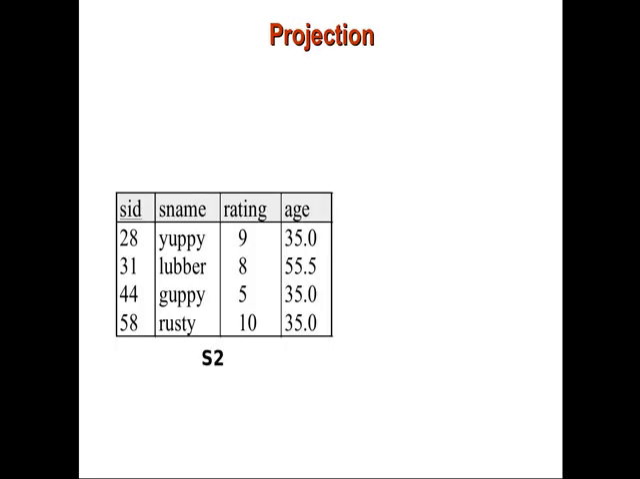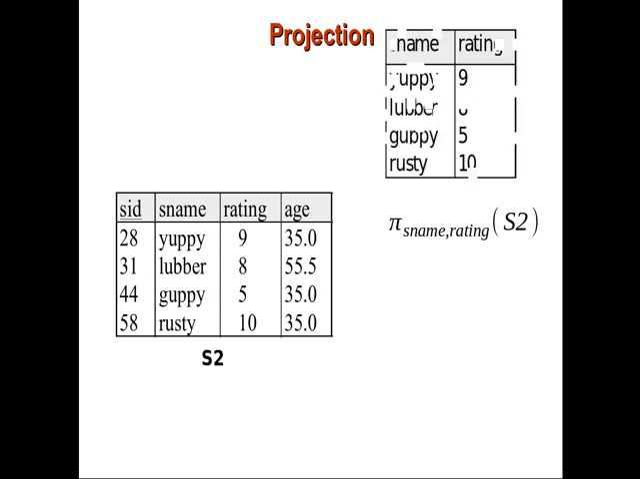So now we'll look at an example of the projection operator. For example, if we have the relation S2, which consists of 4 attributes: SID, SName, rating, and age, and it consists of 4 rows. Now if you perform the projection operator with the projection list consisting of the attributes SName and rating, then the resulting table will be only the columns SName and rating. The data present in only these 2 columns will be retrieved from S2.